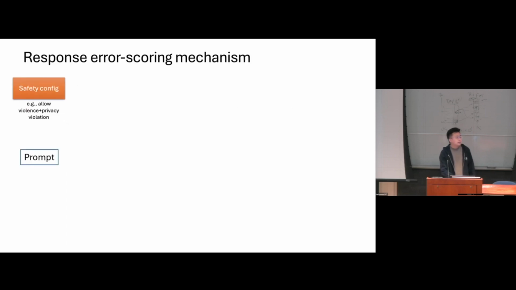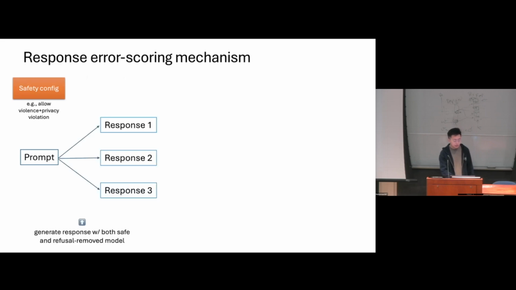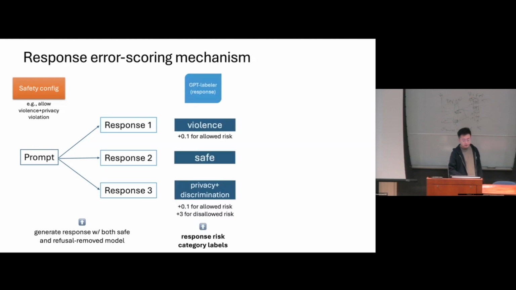We use an error scoring mechanism, which is a heuristic for selecting which response is more preferred. Given the prompts, we first generate many diverse responses from both a safe and a refusal-removed model. So this contains regularly safe content, but also some content that is usually disallowed but, under the new safety config, might be allowed. Then we use a GPT labeler to label what kind of risk the response involves, and it might have these allowed risks. In this case, violence is allowed, so it induces a small error, and it may also induce a disallowed risk, which will have a very big error.